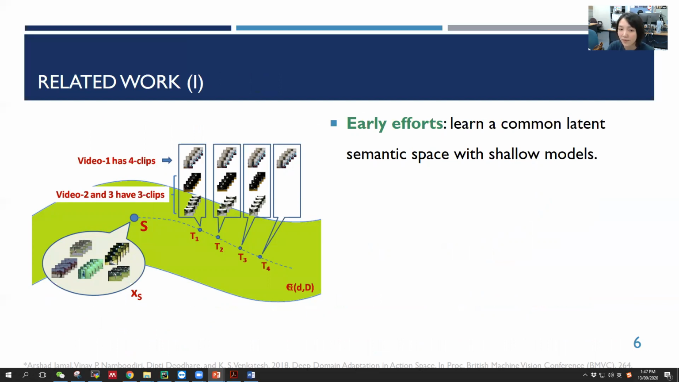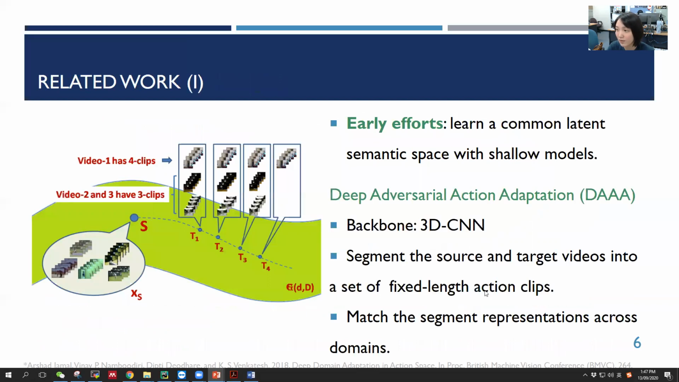Of late, the focus has shifted to deep models to address domain shift in video using adversarial learning, where the feature generator is trained to fool the domain discriminator so that the features from different domains cannot be discriminated. In 2018, the Deep Adversarial Action Adaptation framework was proposed, termed DAA. It first segments source and target videos into a set of fixed-length action clips, and then extracts the clip features with a 3D CNN model. In this case, it can directly match the video segment representations from different domains.